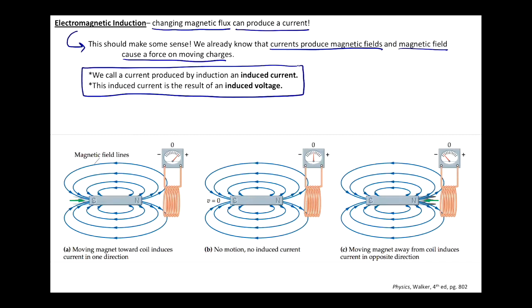And of course, I can't have a current unless there's a potential difference somewhere. Remember, the charges have to have a place to go and a reason to go there. The reason to go is a voltage, and if this is happening through induction, we call that particular potential difference an induced voltage, okay? Just specific names for currents and voltages produced in this way.